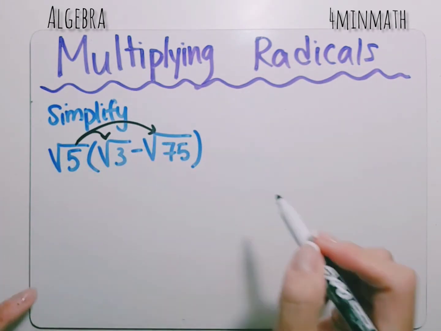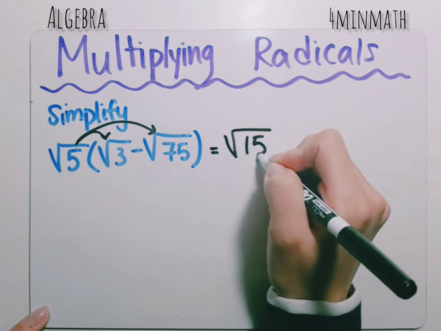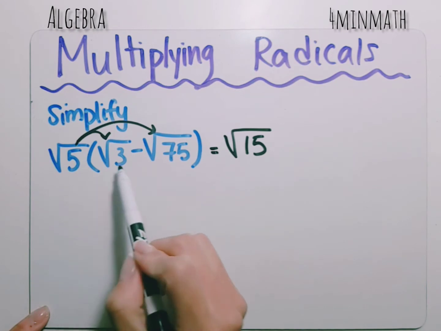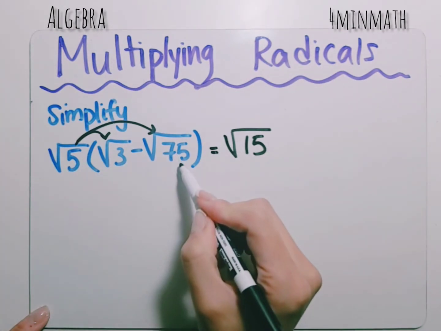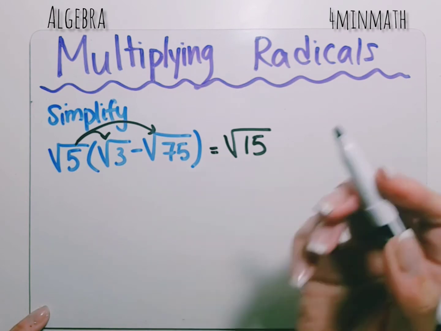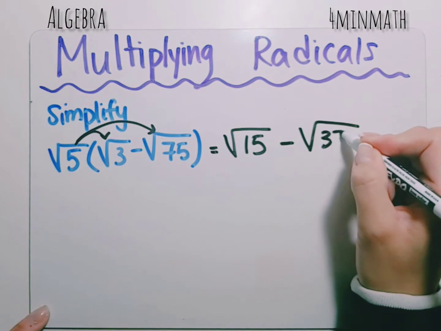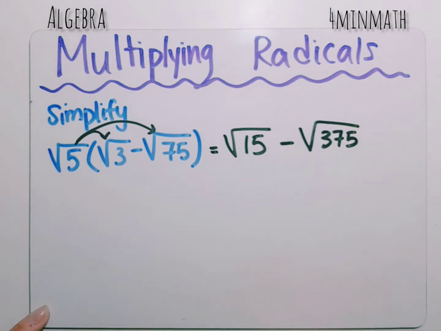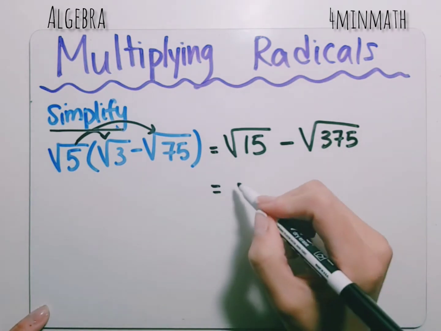I'm going to distribute square root of 5. It becomes square root of 15. So you are keeping the radical, multiplying the inside, and then square root of 5 times square root of 75. The negative sign, or subtraction sign, still stays, and it becomes 375. Now we're not done because it says to simplify. So we have to make sure we go further.